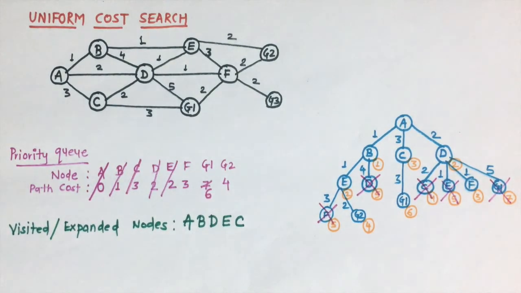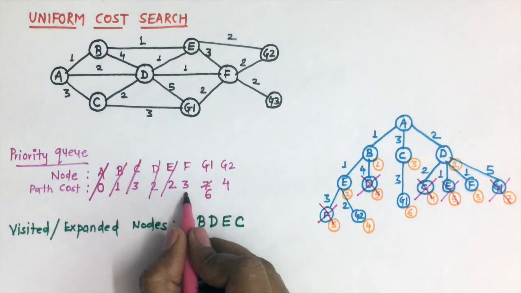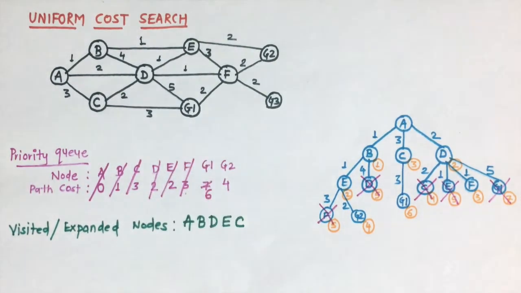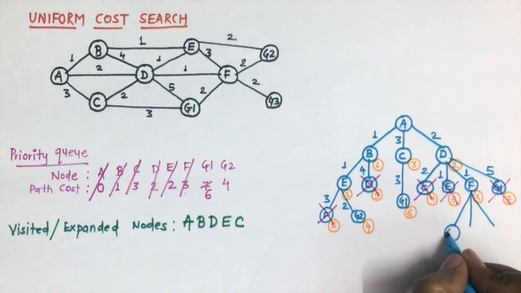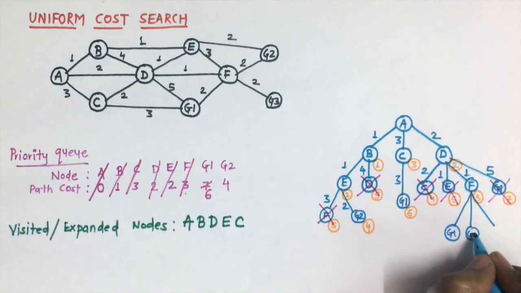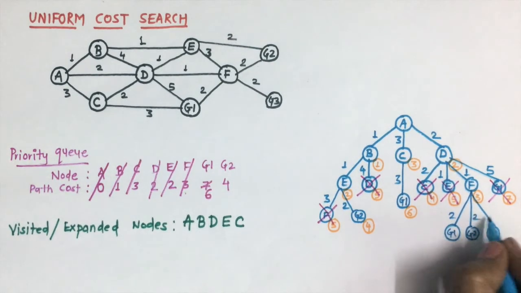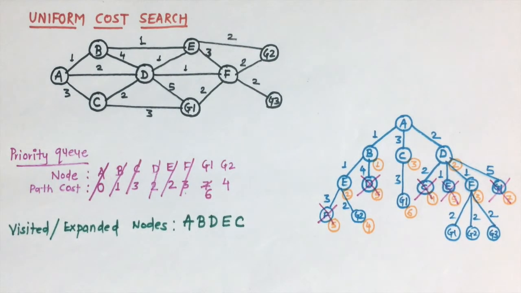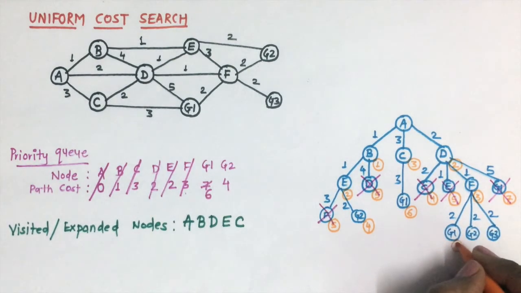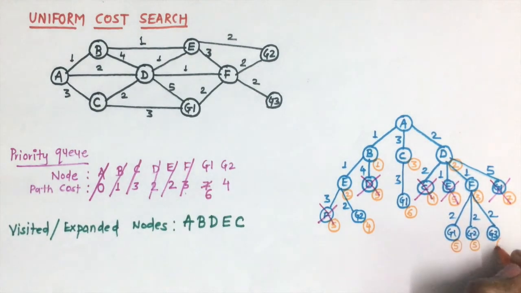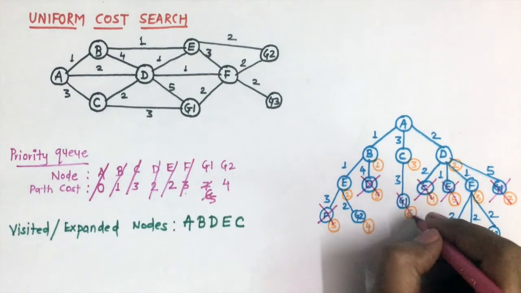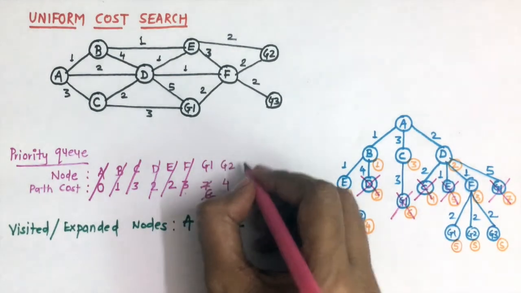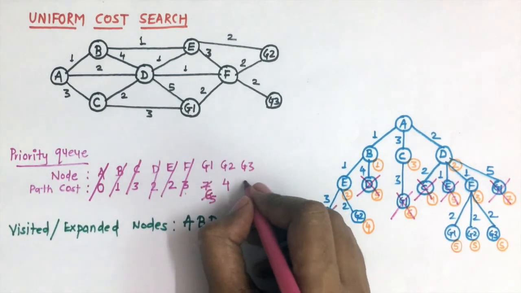Next node will be popped now. F is the node with the lowest path cost, so it will be popped out. It is not goal state, so it will be expanded further. It has 5 adjacent nodes, node D, node E, node G1, node G2 and node G3. D and E are already visited or expanded, so G1, G2 and G3 will be considered. Path cost of G1 will be updated. There is no need to update path cost of G2 and G3 will be added to priority queue.